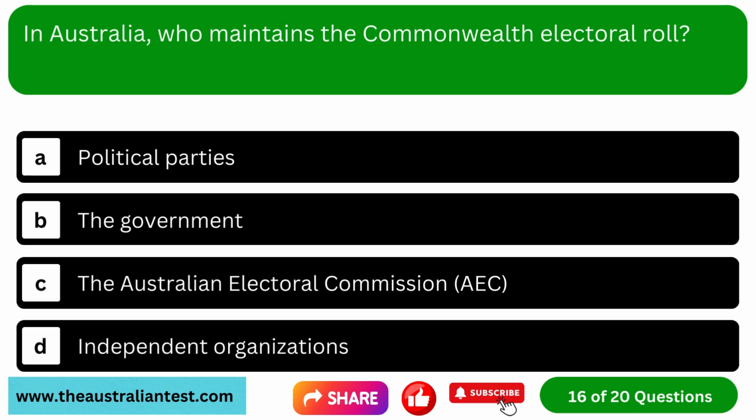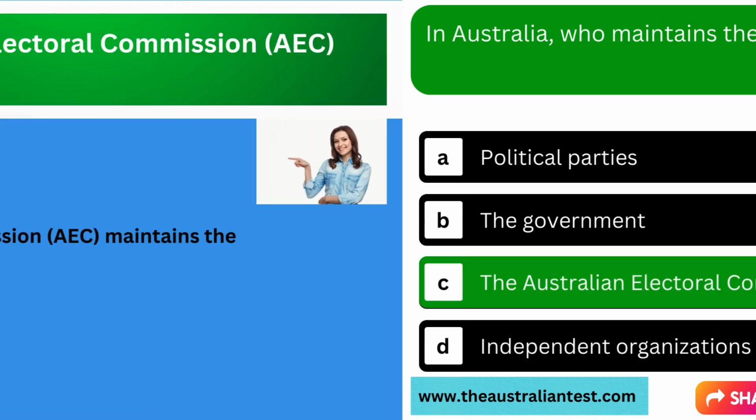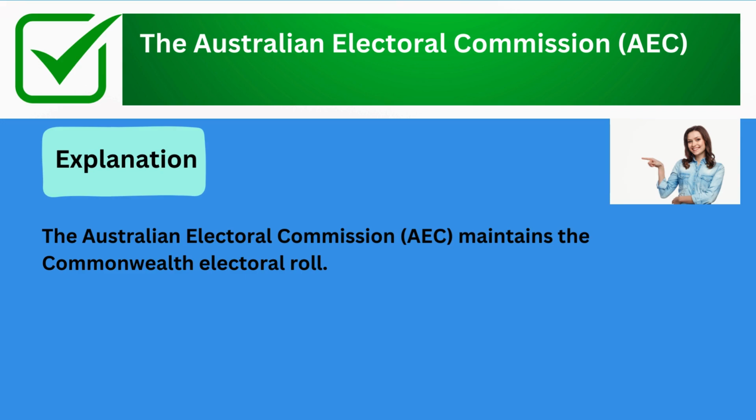Option A, political parties. Option B, the government. Option C, the Australian Electoral Commission. Option D, independent organisations. The correct answer is the Australian Electoral Commission. Explanation: the Australian Electoral Commission maintains the Commonwealth electoral roll.